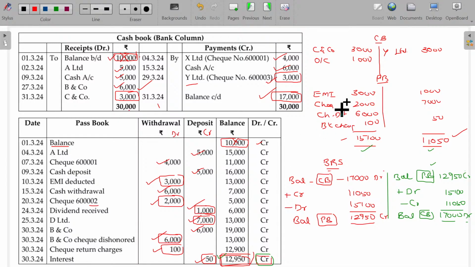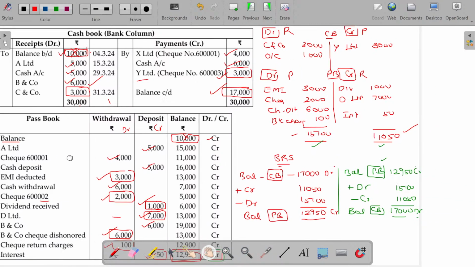And this 1,000 is related to the dividend received. And this 7,000 is related to D Limited. Okay, this is receipts and payments. In the bank passbook, this side is receipts and this side is payments. Actually, this is the debit side, this is the credit side. But for us, all the things posted in the debit side in our cash book are receipts. All the items posted in the credit side of the passbook are our receipts. Clear? Receipts and payments. And here is another 50 received as interest. Now I have to give a summary here.